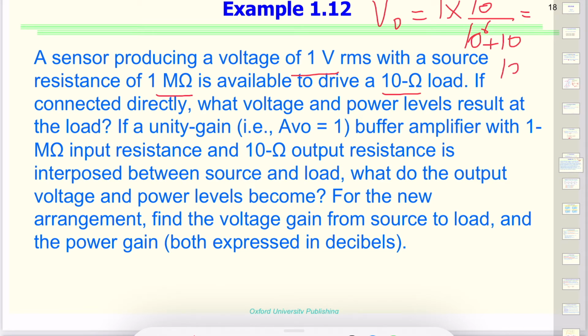So in this case, it comes out to be 10 microvolts. Just playing with the units. Now it continues. What voltage and power levels result at the load? So from load also we'll find out P equals V squared over R. So V naught squared over RL in this case. So PL equals V naught squared over RL. So V naught again now is 10 to the power minus 6.